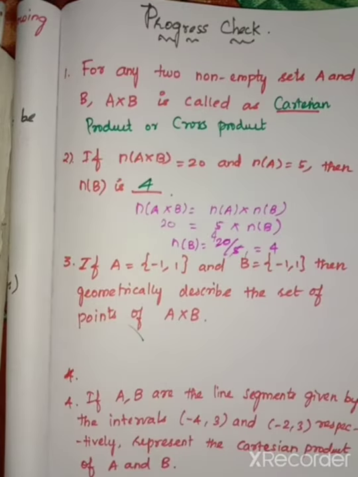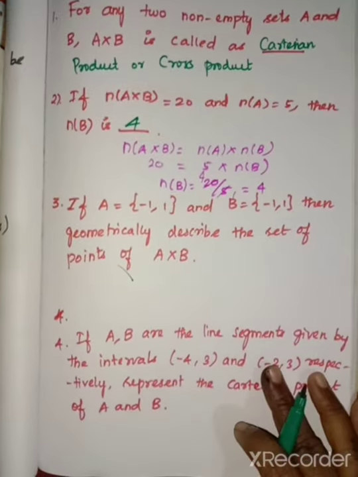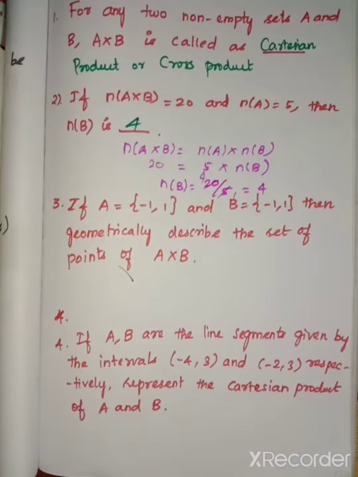Likewise, the third subdivision: if A equals the set of minus 1 comma 1 and B equals the set of minus 1 comma 1, then geometrically describe the set of points of A cross B. Describing it geometrically means we can say the shape. We can use a straight line, square, rectangle, whatever shape we get when the points are plotted and joined. That shape we want to mention using the Cartesian product.